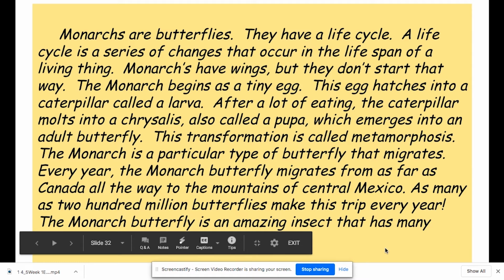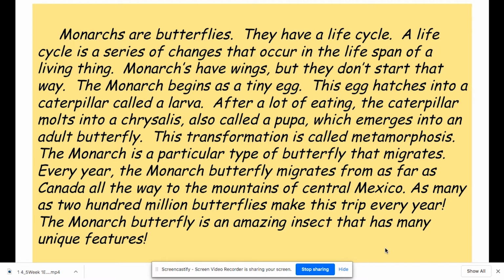Monarchs are butterflies. They have a life cycle. A life cycle is a series of changes that occur in the lifespan of a living thing. Monarchs have wings, but they don't start that way. The monarch begins as a tiny egg. This egg hatches into a caterpillar called a larva. After a lot of eating, the caterpillar molts into a chrysalis, also called a pupa, which emerges into an adult butterfly. This transformation is called metamorphosis.